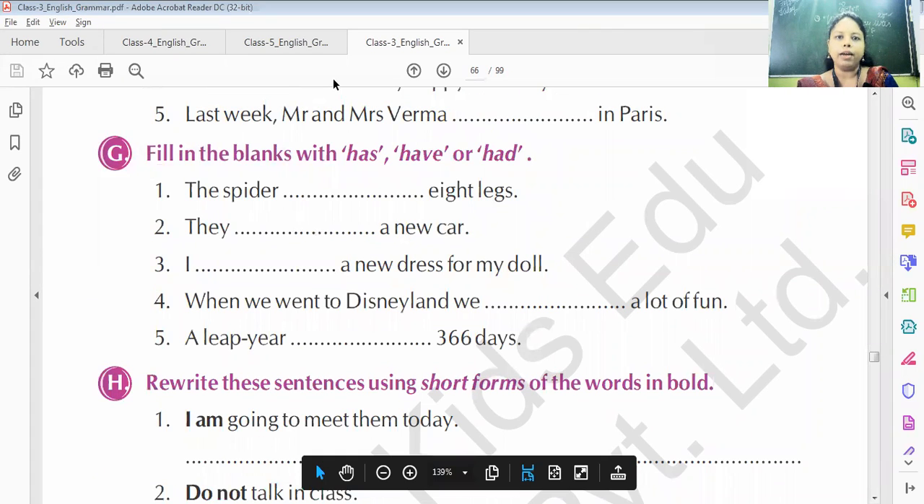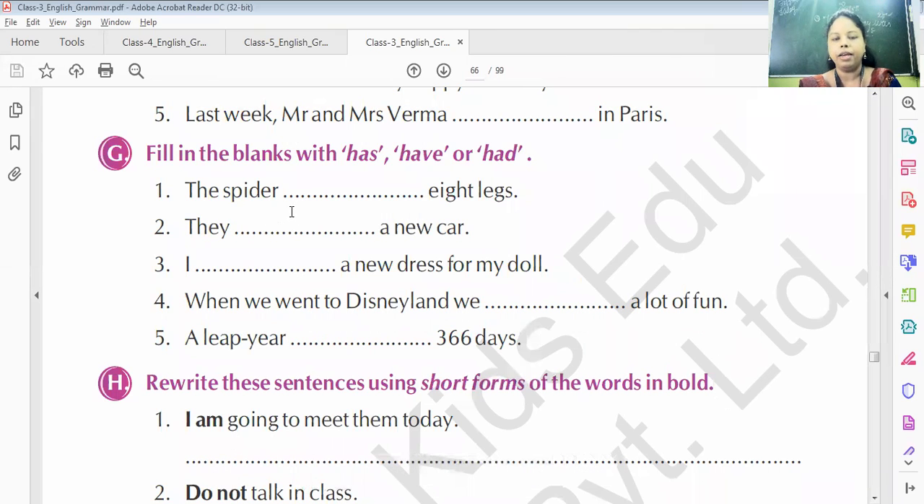Here we have to add has, have, had. And as I told you that where we have to use has, have, and had. Let me tell you, has we have to use with he, she, it, and any singular. And have we have to use with I, you, we, they, and any plural. And had we have to use with all the subjects, but for past tense. The spider has, because we are talking about one. They have a car. I have a new dress for my dog. When we went to Disneyland, we had, because when we went, जब हम गए थे. A leap year has.